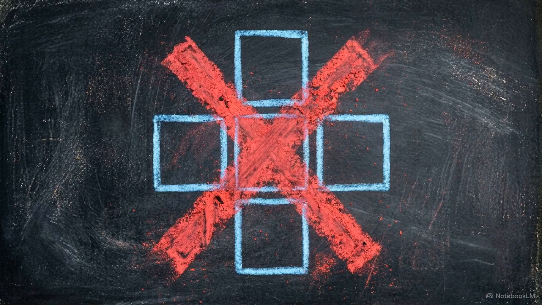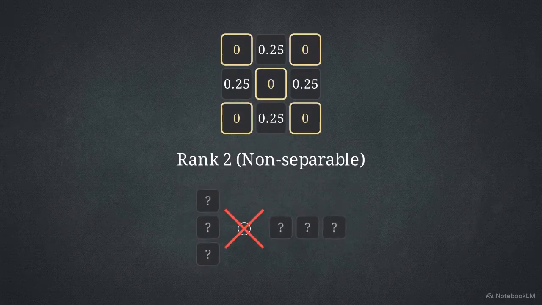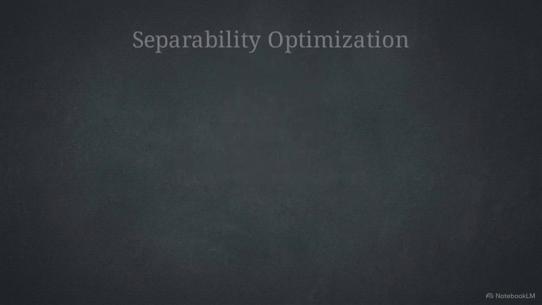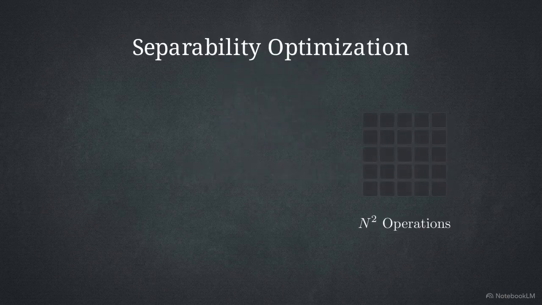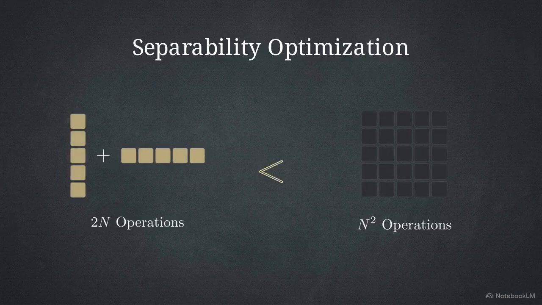Our cross-shaped filter from question 1 does not have this property. Because of its diagonal zero values, it is rank 2 and cannot be factored into 1D vectors. Identifying separability is a key optimization. It reduces the computational requirement from n-squared operations down to 2 simpler n-length operations.